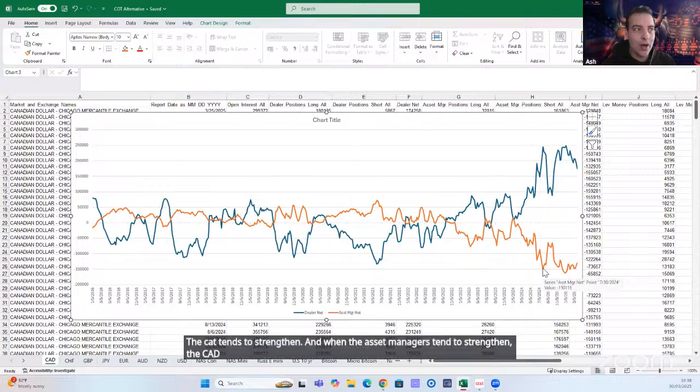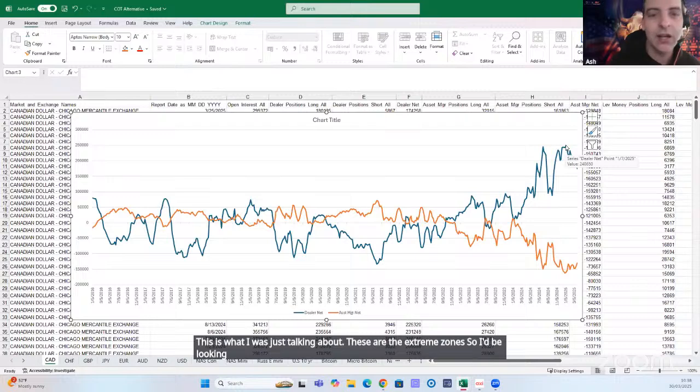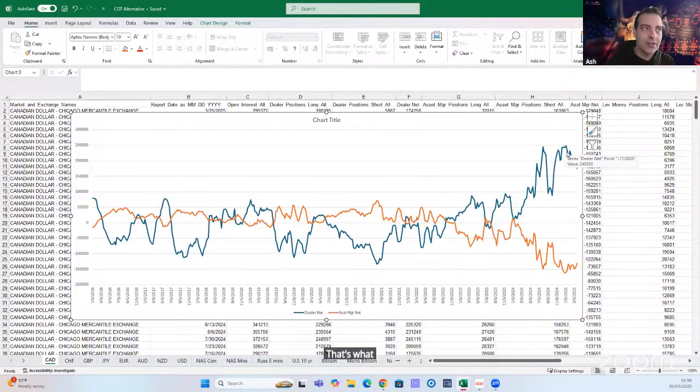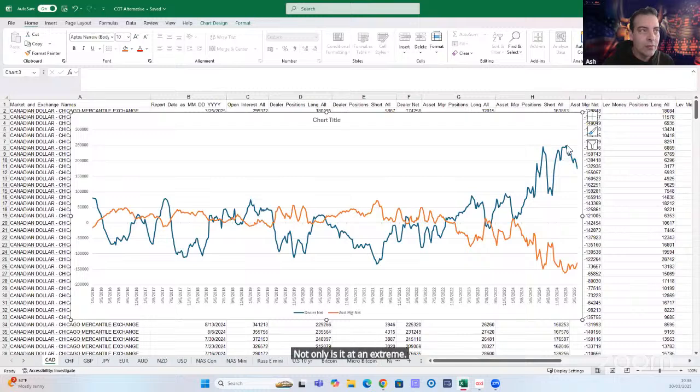Now, look at where we are. This is what I was just talking about. These are the extreme zones. So from the COT data, I'd be looking at CAD long. That's what the COT data suggests, that we should be looking at long positions in the CAD. Not only is it at an extreme, but it's also turned.